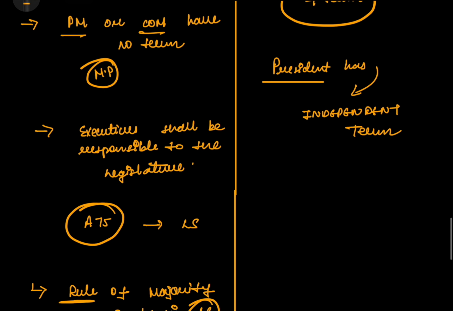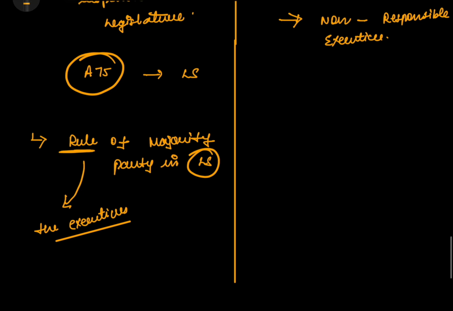ऐसा नहीं है कि वहाँ पर कि लेजिस्लेचर के लिए पहले चुनाव हुआ, उन्हीं में से एग्जीक्यूटिव्स बन गए जैसे हमारे यहाँ होता है. नो, प्रेसिडेंट के लिए अलग से ही चुनाव होता है. He is elected separately. So what we can deduce from this, that they are non-responsible executives.